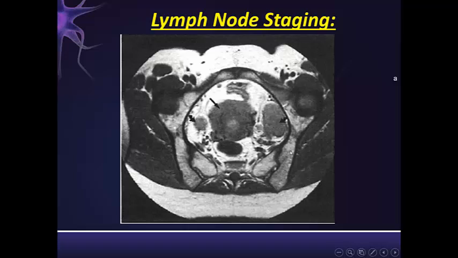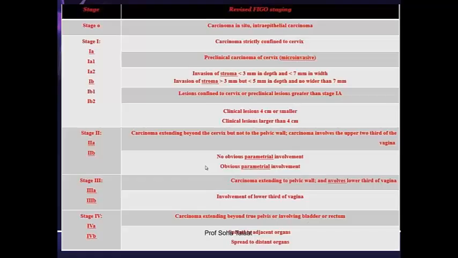Regarding the lymph node staging, the very large lymph nodes here, internal iliac, very large lymph nodes. And this is the revised FIGO staging for cervical carcinoma from the literature, more detailed than before, and we see many examples on the last slide.